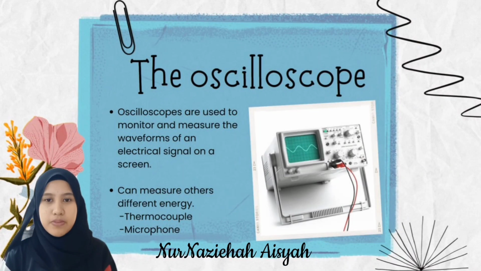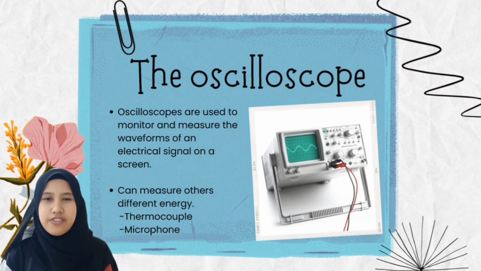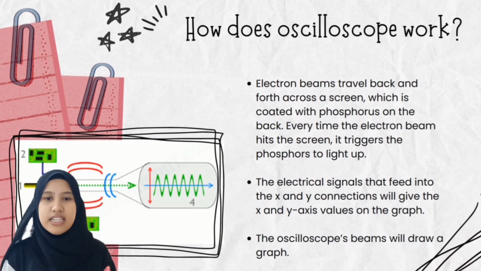Next, I will explain the second application. It is the oscilloscope. The function of an oscilloscope is to monitor and measure the waveform of an electrical signal on a screen. An oscilloscope can also measure other kinds of energy by using a transducer like a thermocouple and microphone. Next, how does an oscilloscope work? Actually, an oscilloscope works similar to a television.